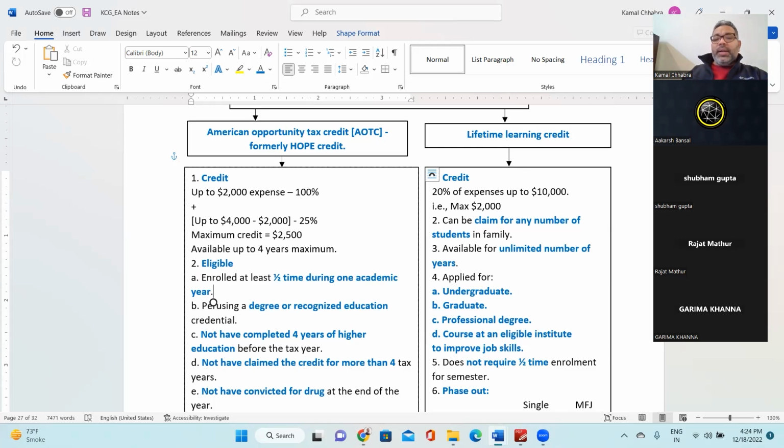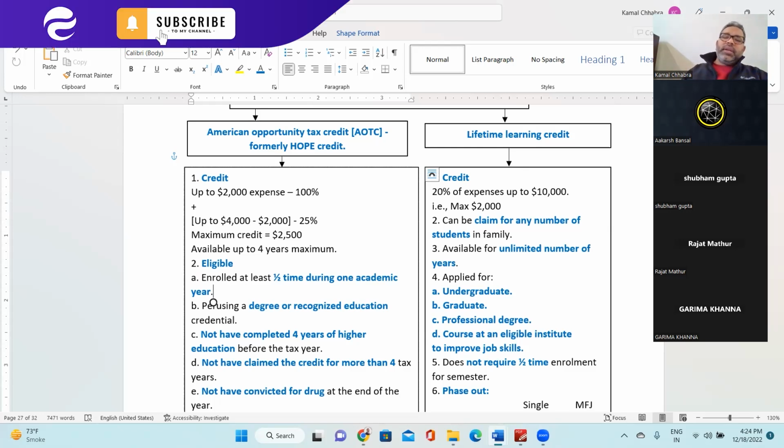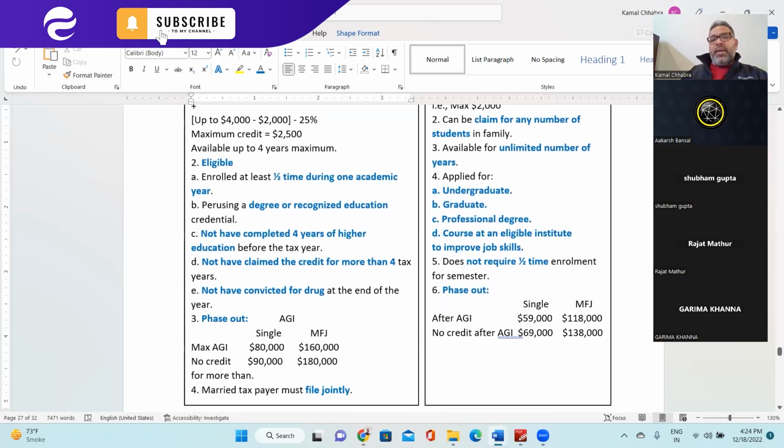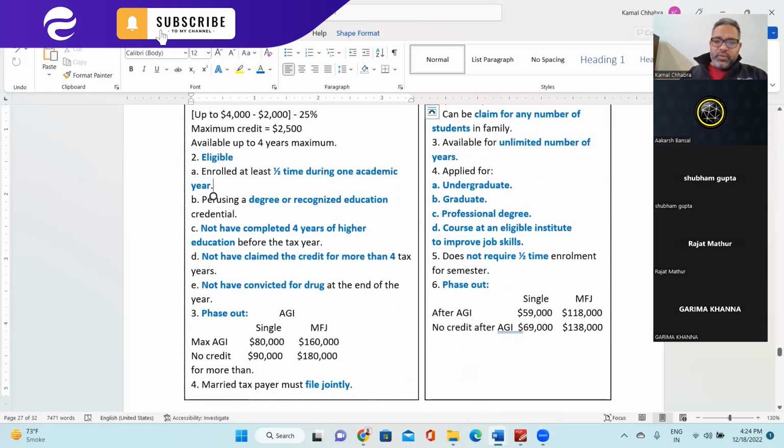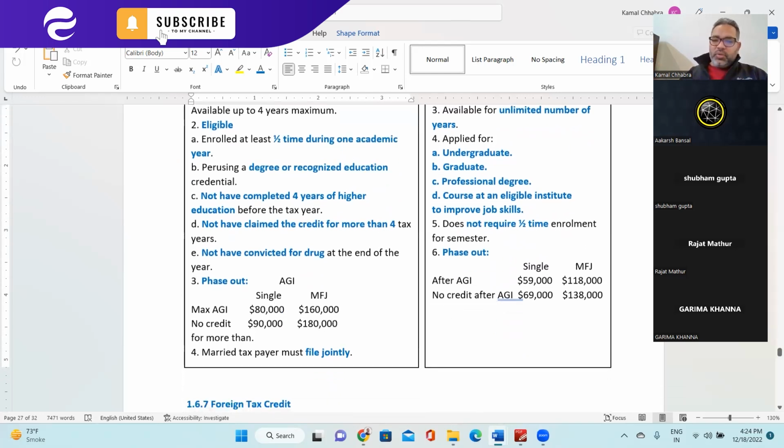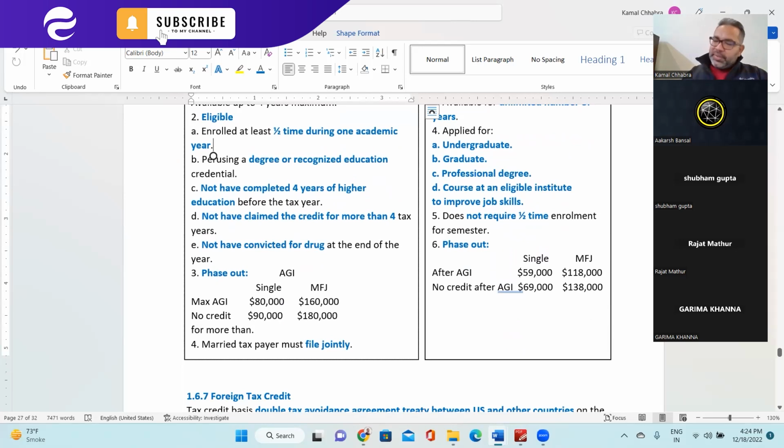So it is available for an unlimited number of years. There is no restriction of 4 years, which was the case with the American Opportunity Tax Credit. And this applies to undergraduate, postgraduate, or professional degrees, and courses at an eligible institute to improve job skills. So it applies to all of them and does not require half-time enrollment for the semester. It's not required that the student or kid needs to go to college for more than half of the year. That is also not required here. But the phase-out limit is less.